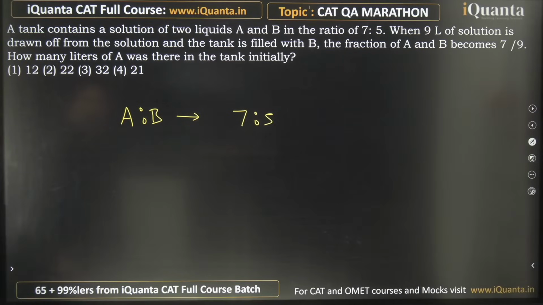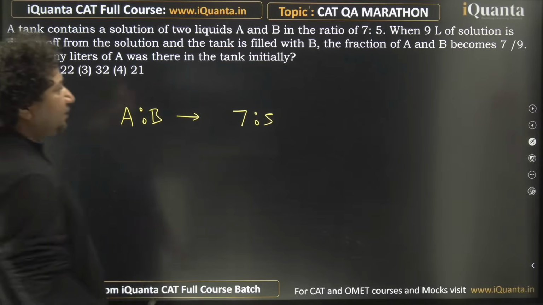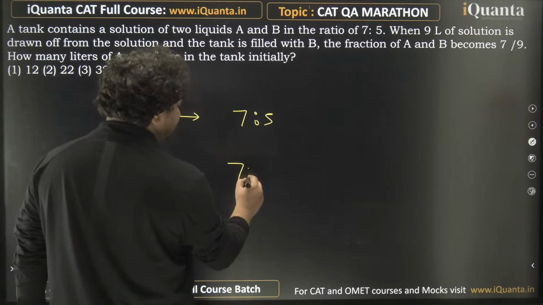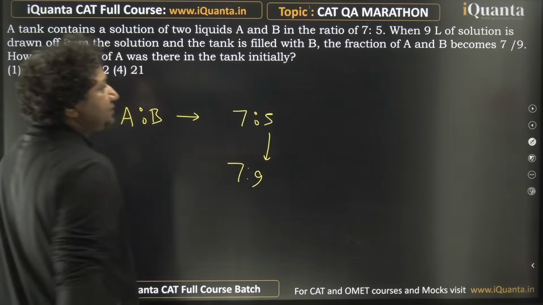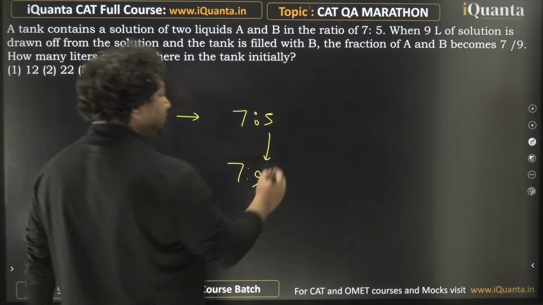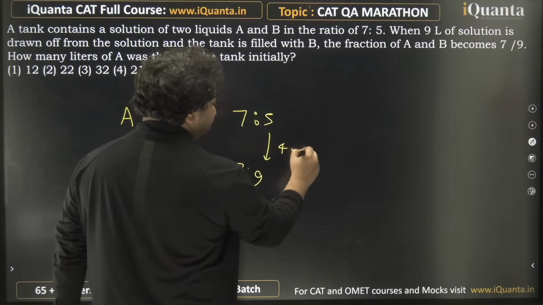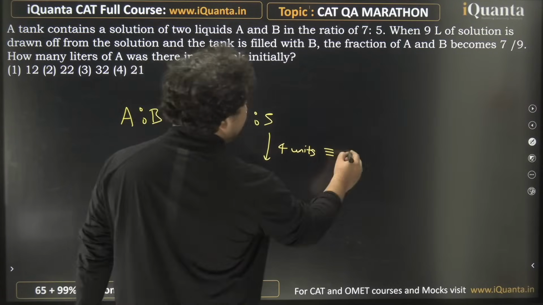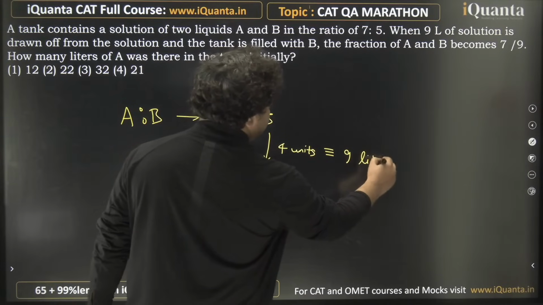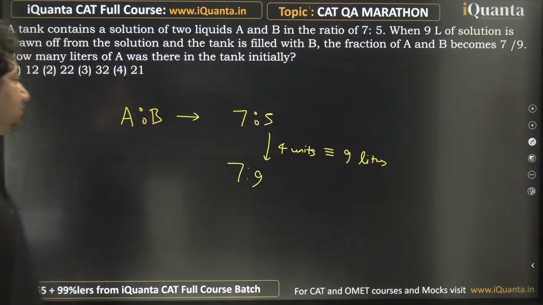And the moment they have filled with an equal amount of B, that is 9 liters of B, now the ratio becomes 7 is to 9. So in the world of ratios, the increment is of 4 units, which corresponds to 9 liters in the real world. Can we say that?